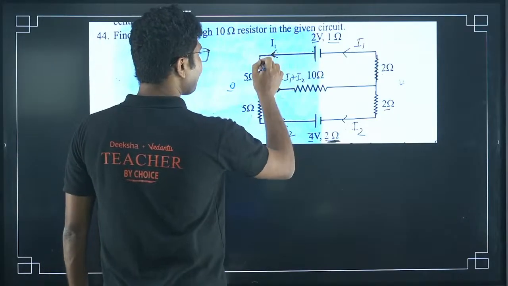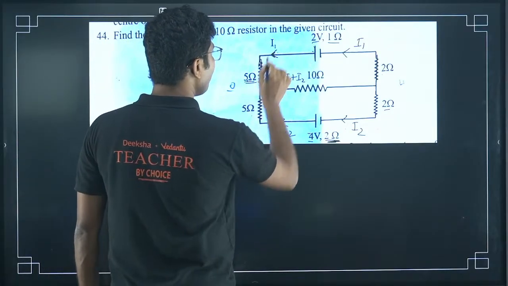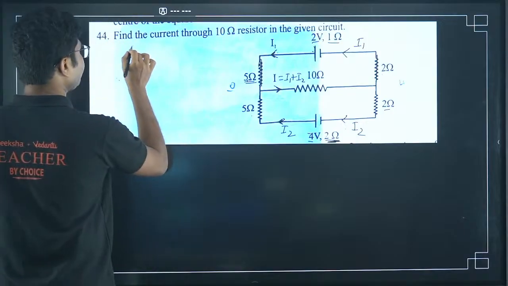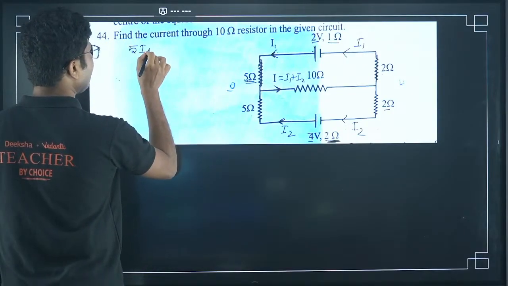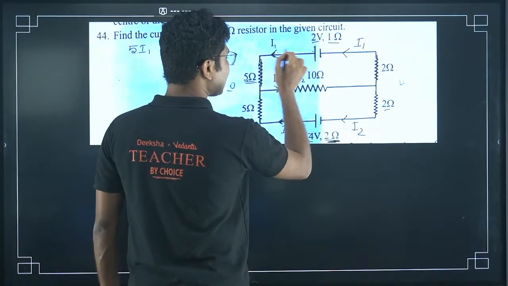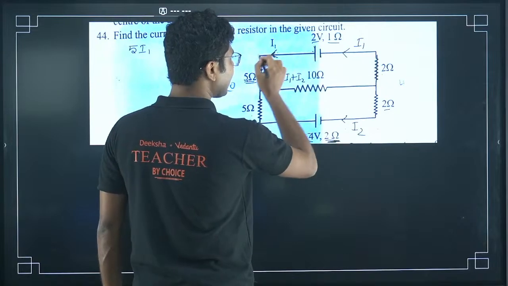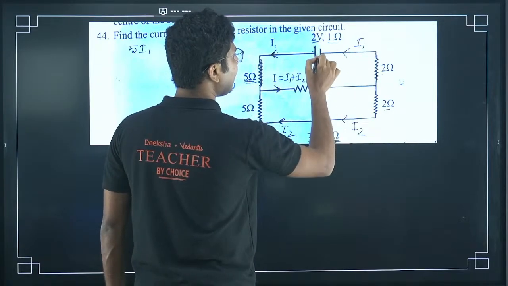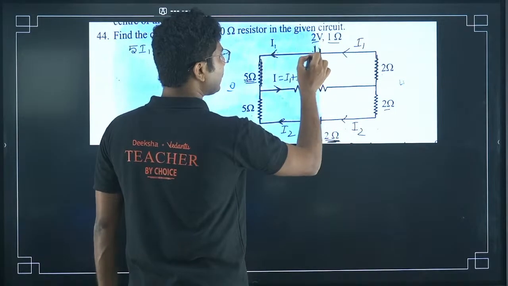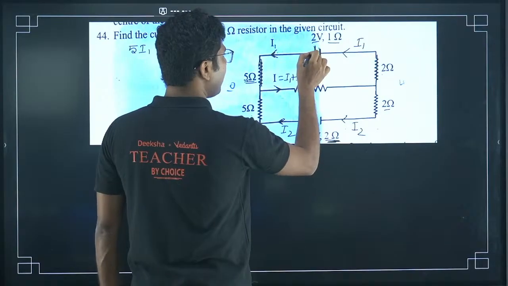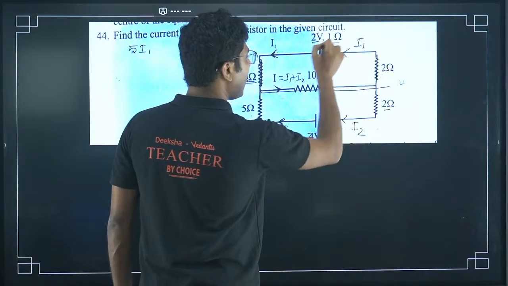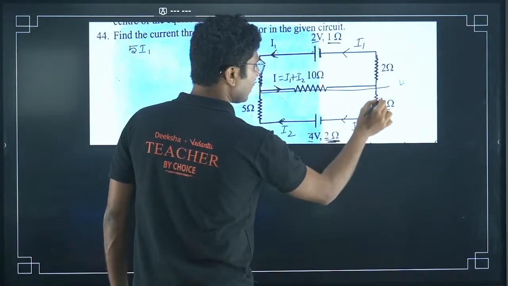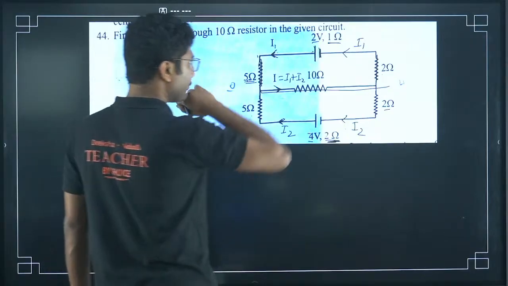So I1 is the current passing through this 5 ohm. So 5 into I1. Next, as I said, I always like to take the direction of the loop in the direction of the current sent by this battery. So I am using this loop. This is one loop and the second loop is this one. These two are the easiest loops.